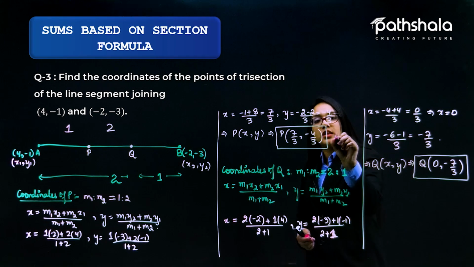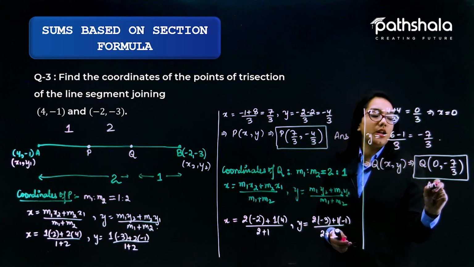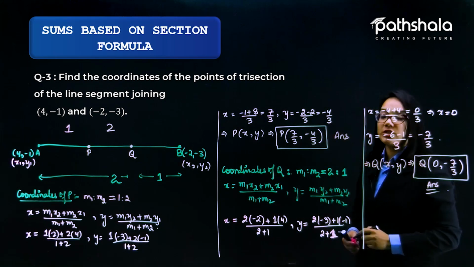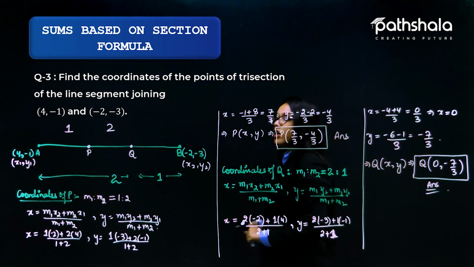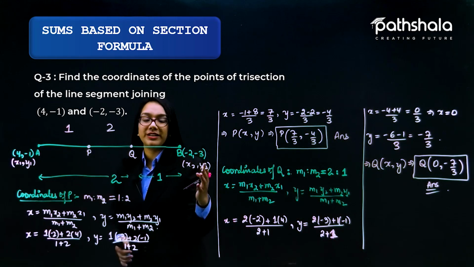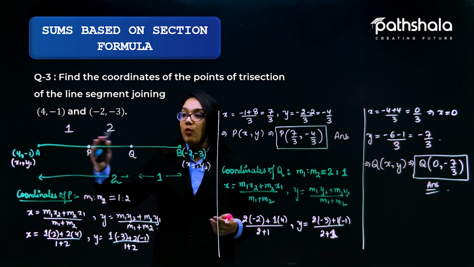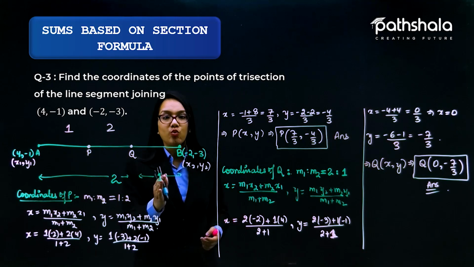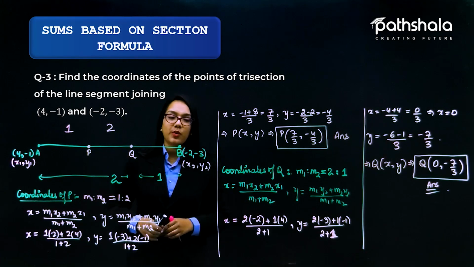So this is our answer, because P and Q are trisecting the whole line segment AB in the ratios 1:2 and 2:1. So this is all about question number 3.